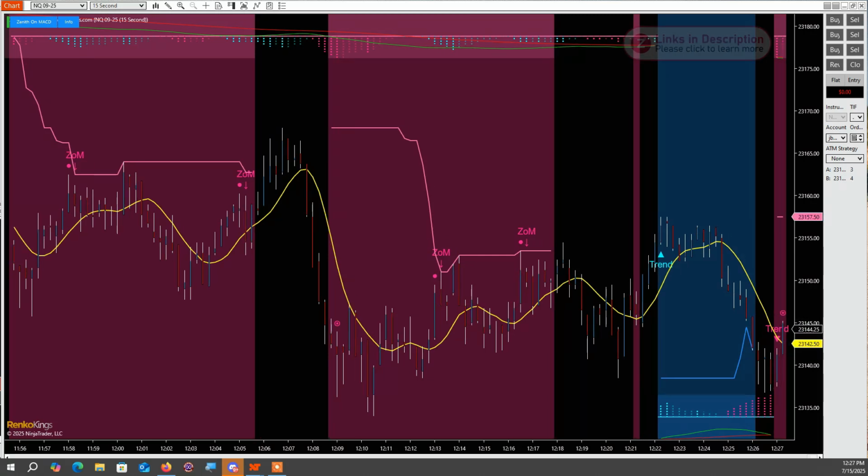I like the way a 15-second chart responds, especially for the NASDAQ. Very often, larger time frames like 1 minute, 5 minutes, by the time they signal something, the move is already over. So I like the 15-second chart.